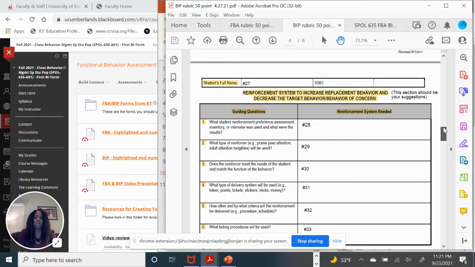Again, the student's name, and then reinforcements. What are you going to do to provide that reinforcement for that student as they're learning this replacement behavior, as you're trying to change that behavior? What do you propose? There's not necessarily a right or wrong answer, as long as it's logical and as long as it is applicable to the situation that you're presenting here. But this section should be your suggestions, and I have that here in parentheses for you right here. So it's all about what would you suggest.